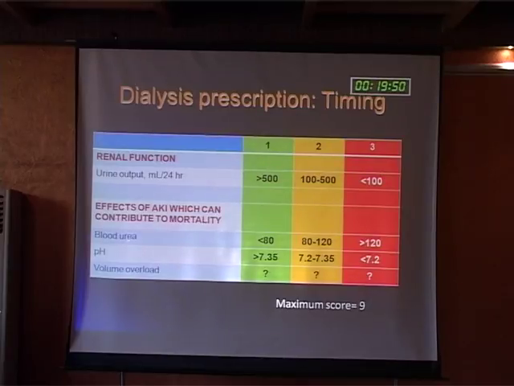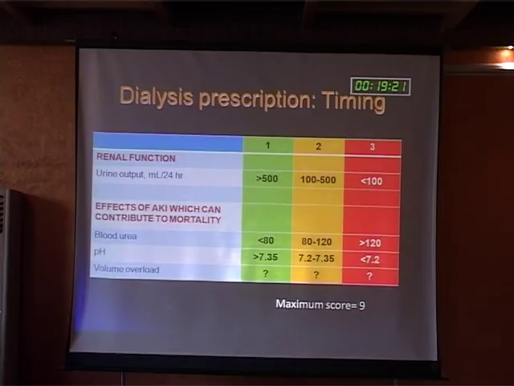The same kind of logic was applied to blood urea levels at the time of initiation of dialysis: less than 80, that is BUN of 80 to 120, and more than 120. And pH: normal pH, somewhat metabolic acidosis, definite metabolic acidosis. I did not have data on the volume overload in my patients, so I could not put it, but ideally you should be putting this also. So if you look at all these three parameters, you could have a maximum score of 9.